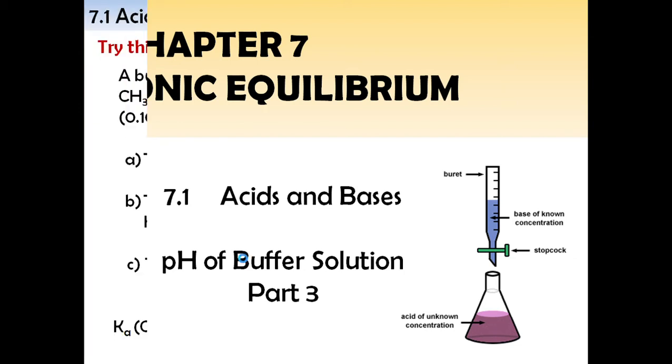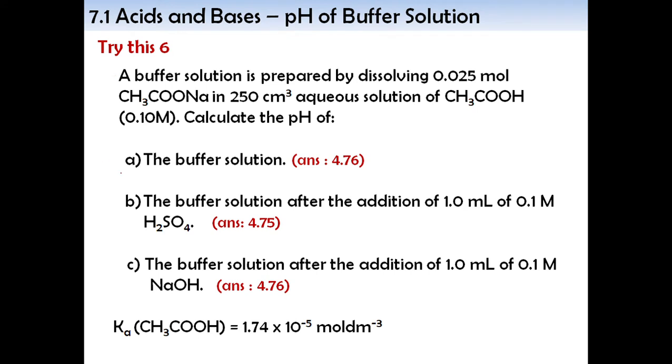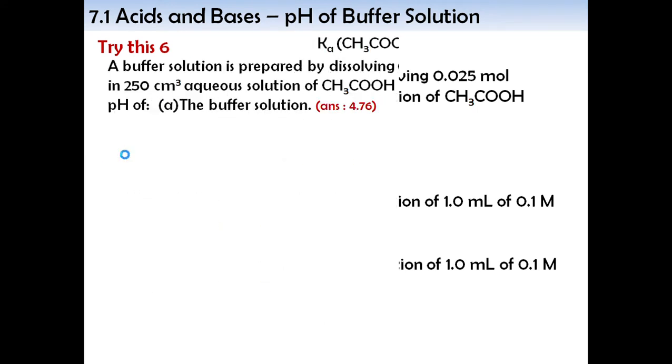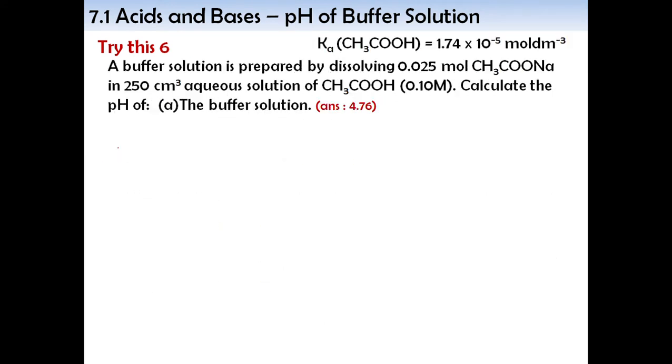So kita teruskan dengan try this 6. Saya nak fokus dengan soalan A dulu. So I have a buffer solution prepared by dissolving this much mole of CH3COONa in 250 cm³ of CH3COOH with this concentration. So I want to find the pH value for this buffer solution. So first, determine acidic ke basic. Kalau tak sure, tengok Ka ke Kb. So this is Ka, means acidic buffer solution.